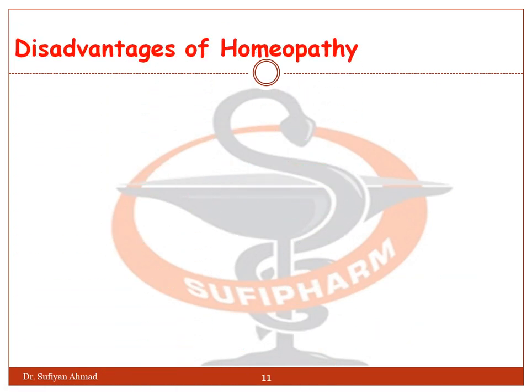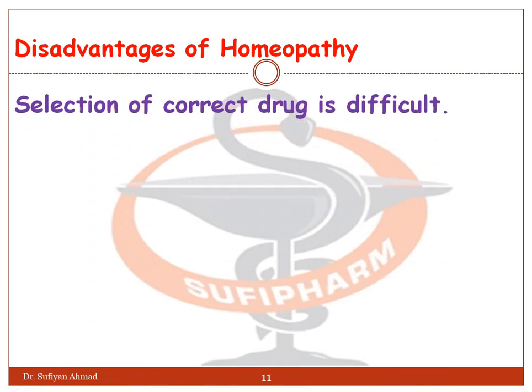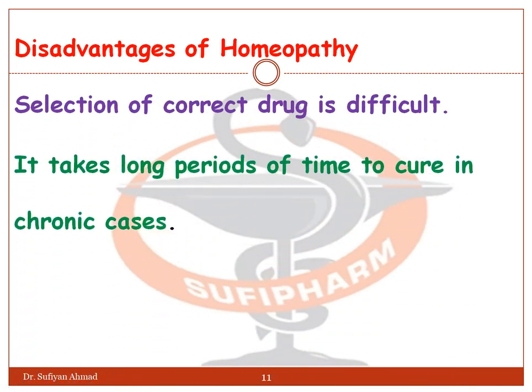The disadvantages of homeopathy: the selection of the correct drug is difficult and it takes a long period of time to cure chronic cases.